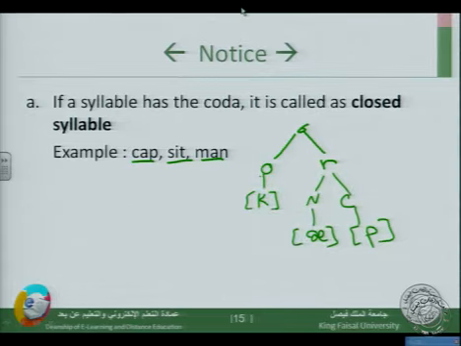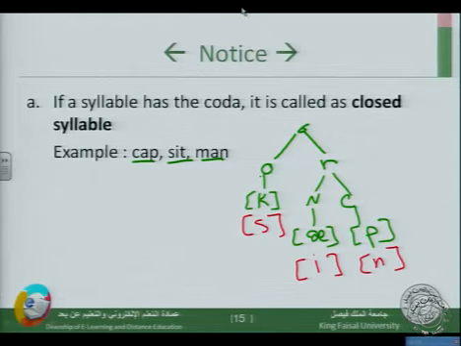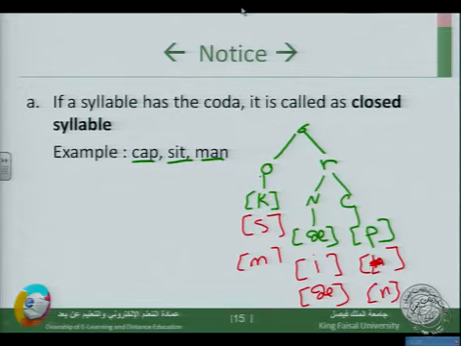And the same thing happens to sit. It's just like this one. Over it, it's T. Okay, it is T. And also man. You can do man this way. Here is the nucleus, and here is the coda. So all of these words have a coda, and it's called closed syllable. Closed syllable.